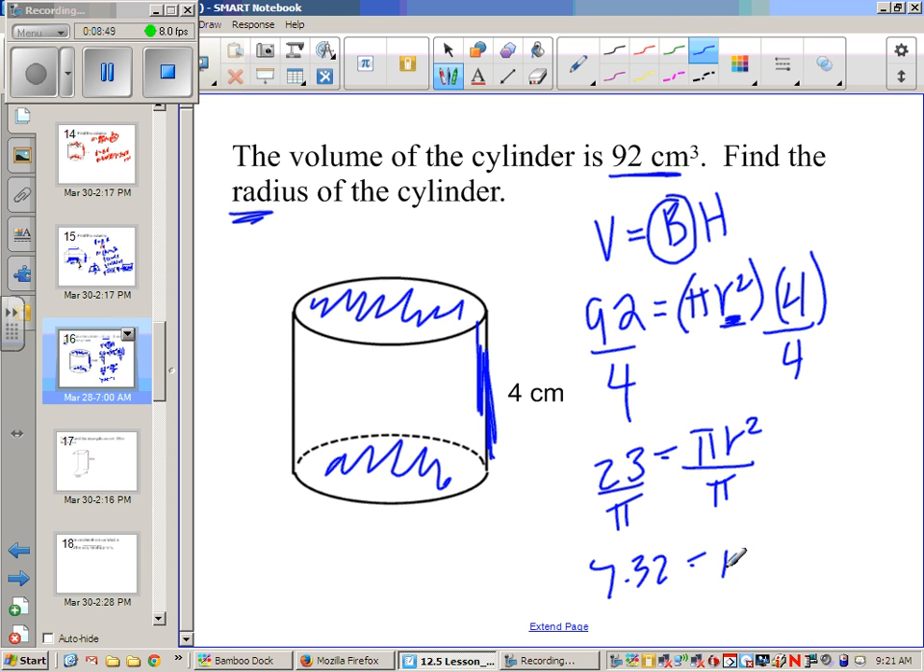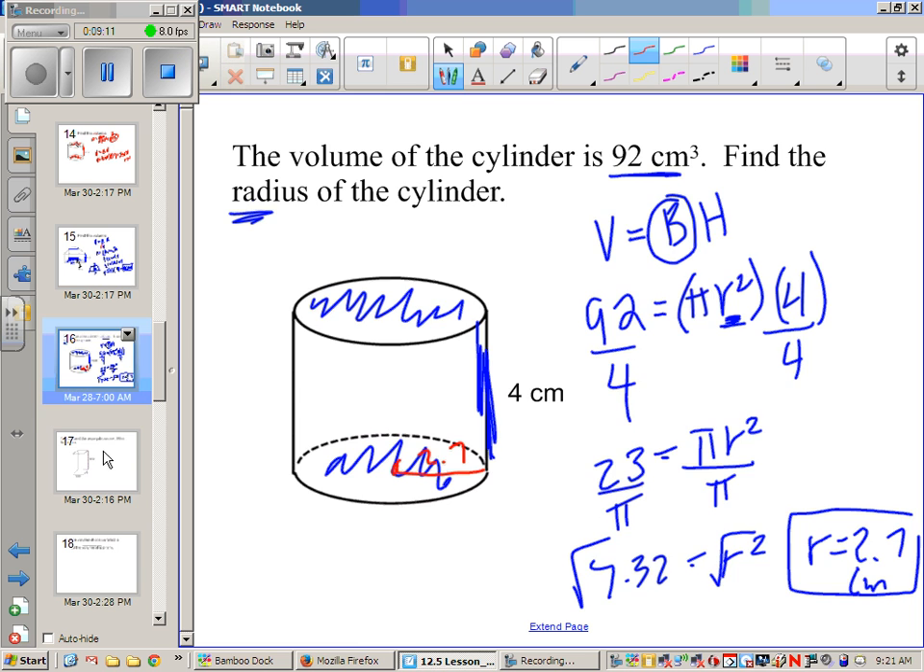7.32 equals r squared. And again, to get rid of a square, I square root. So my radius is going to be 2.7 approximately. And that's just going to be in centimeters because it's a one-dimensional thing, which means the radius of the circle must have been 2.7 to get a volume of 92.